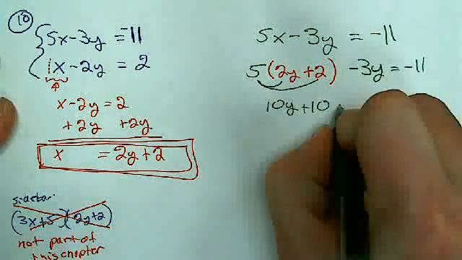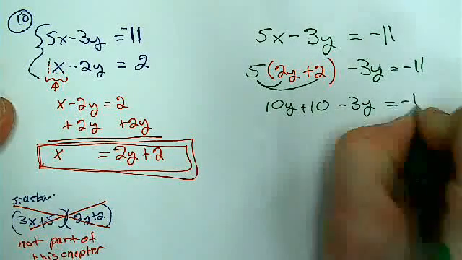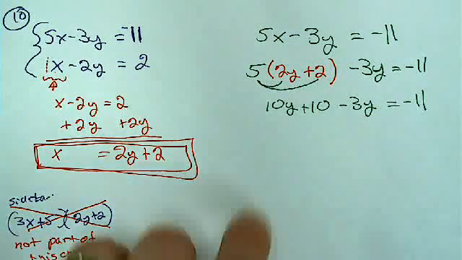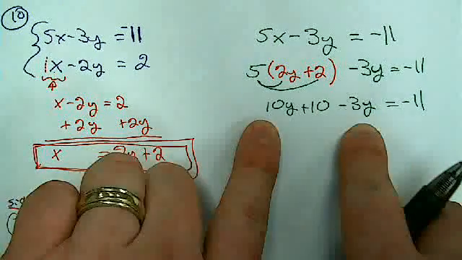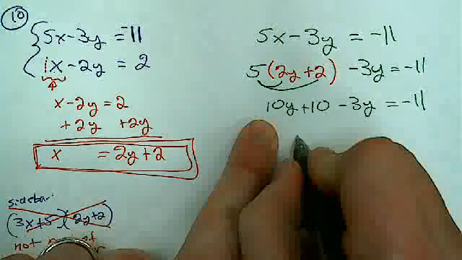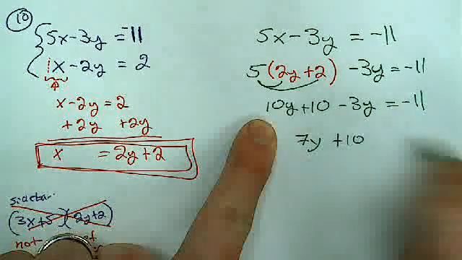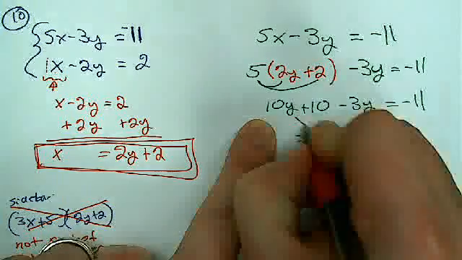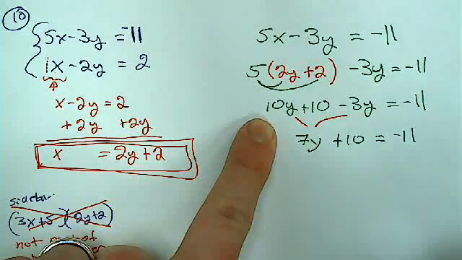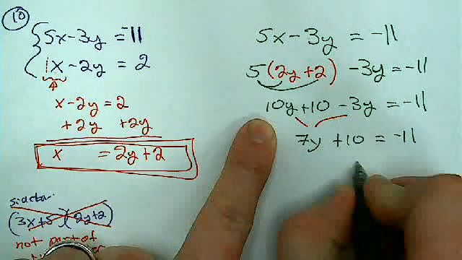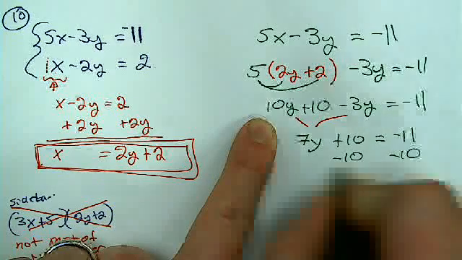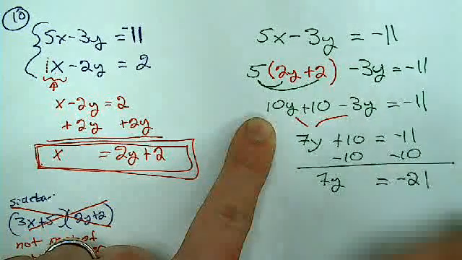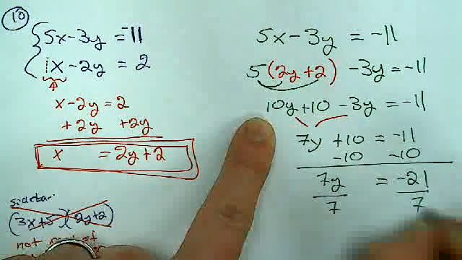Plus 10 minus 3y, negative 11. Let's see, now what am I going to do with this? Combine like terms. So 7y plus 10 is negative 11. Now I want to get the y by itself, so I subtract the 10 from each side. So that leaves me 7y is equal to negative 21. And then divide each side by 7.